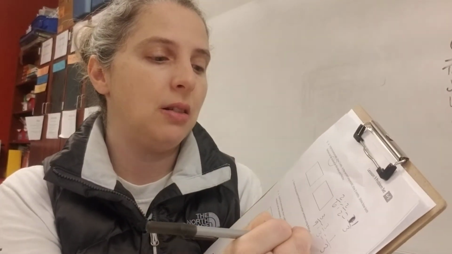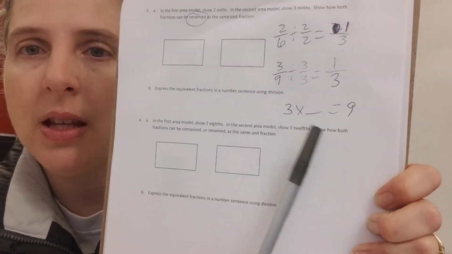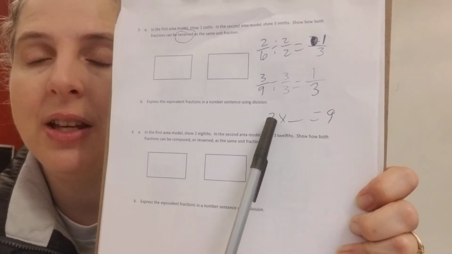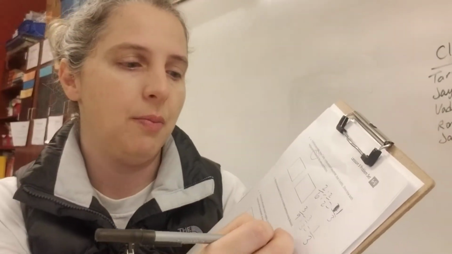3. What times 3 equals 9? So working on missing factors would be a really good idea. Like 3 times what equals 9? These ones. Because then you have to think, what times 3 equals 9? Or 9 divided by 3 equals 3.